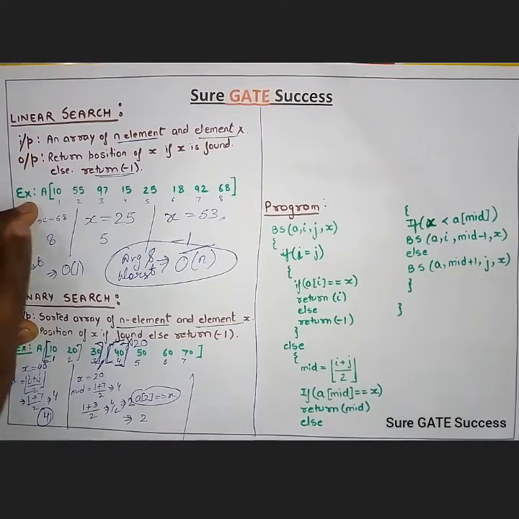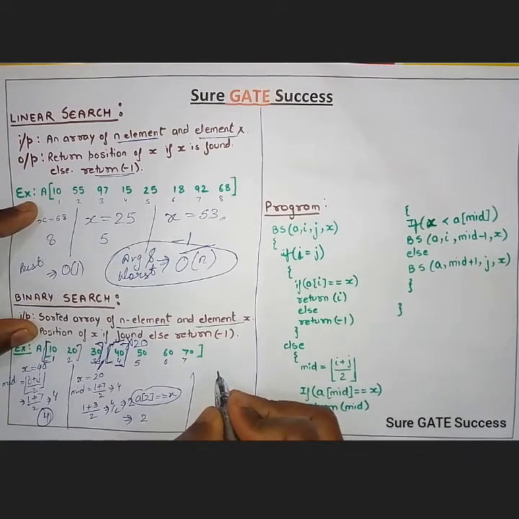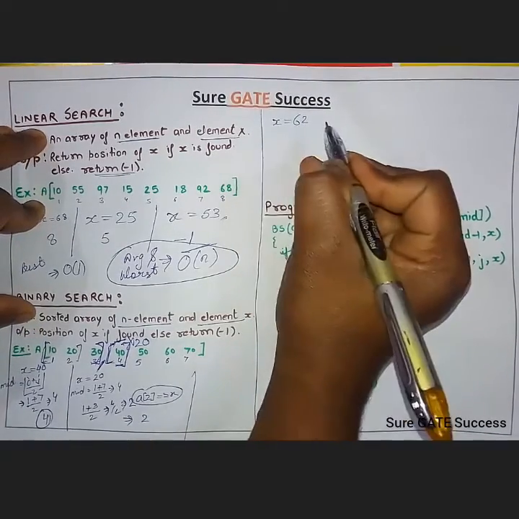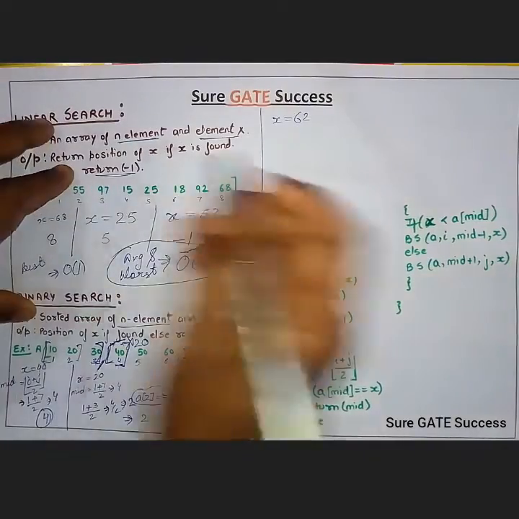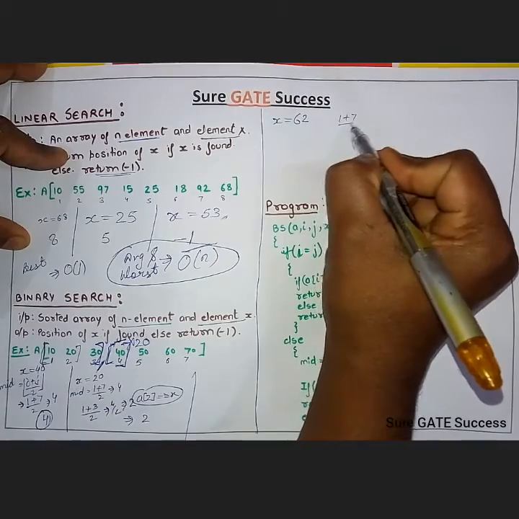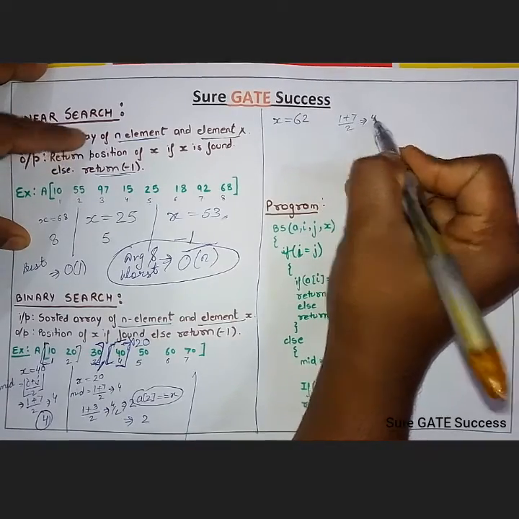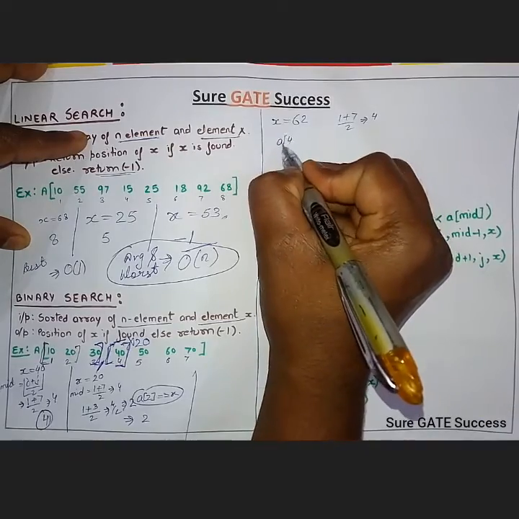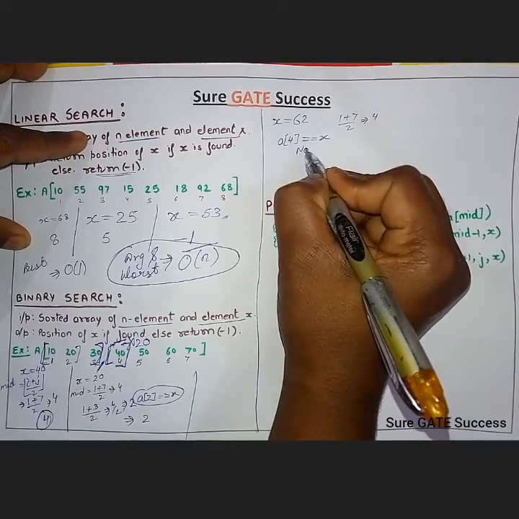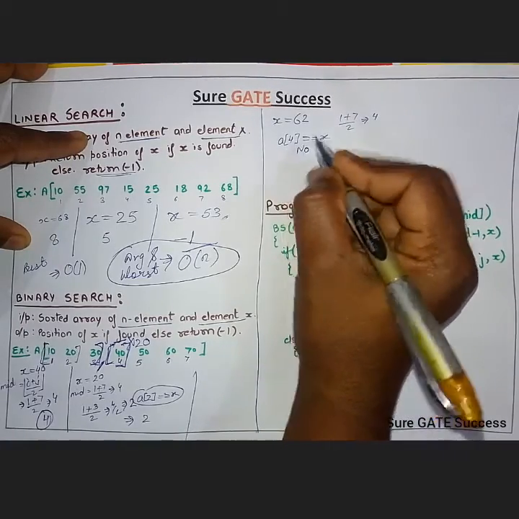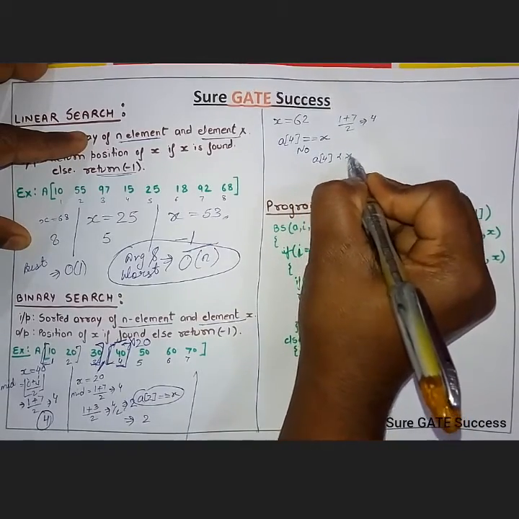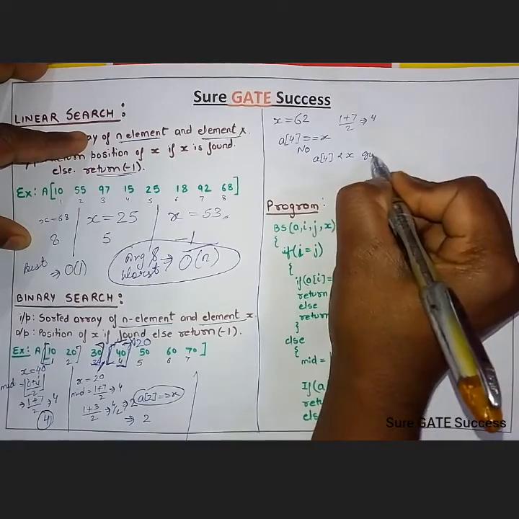But let's say we have to find x is equal to 62. For x is equal to 62, what we have to do is firstly find the midpoint. The midpoint will be i plus j by 2, which is nothing but 4. But is a of 4 equal to x? No, it is not equal to x. So now we have to check whether a of 4 is less than x. Then go right.